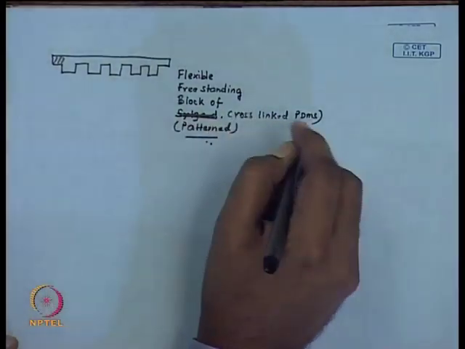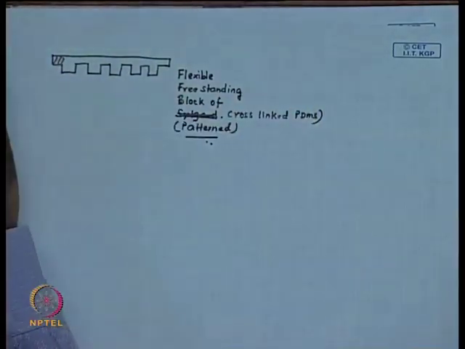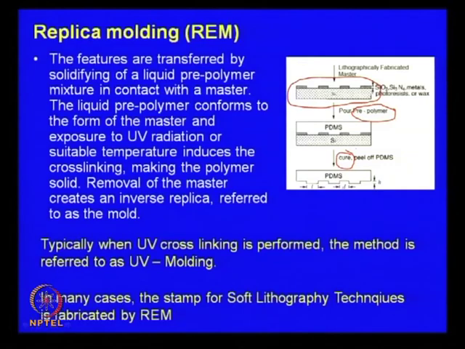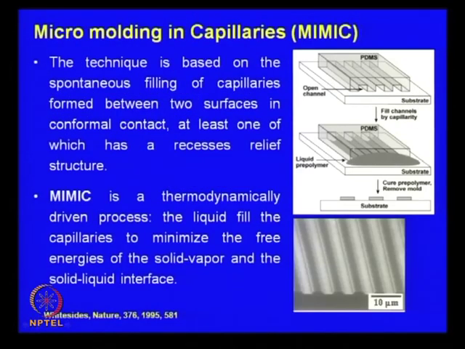So, depending on the pattern you want to create, you have to fabricate or get one rigid master from somewhere by some other high end techniques, which can be photolithography, which can be electron beam lithography or whatever, and then you use it as many times as possible to produce flexible stamps, which will be subsequently used for soft lithography methods. So, having said that, now you have a flexible freestanding block of polymer which you are planning to use as a stamp for your subsequent patterning.